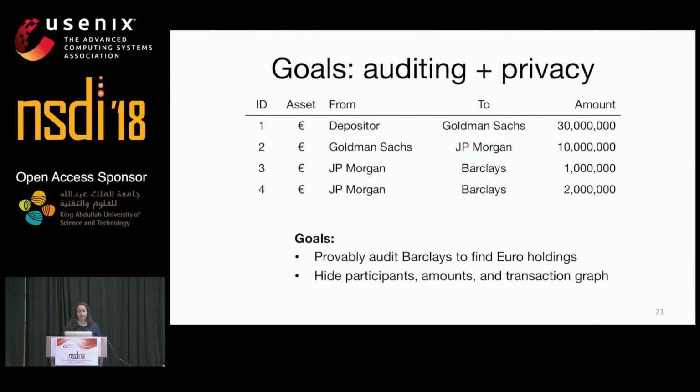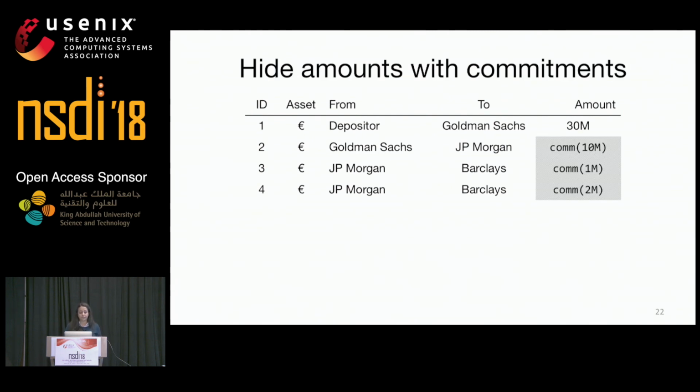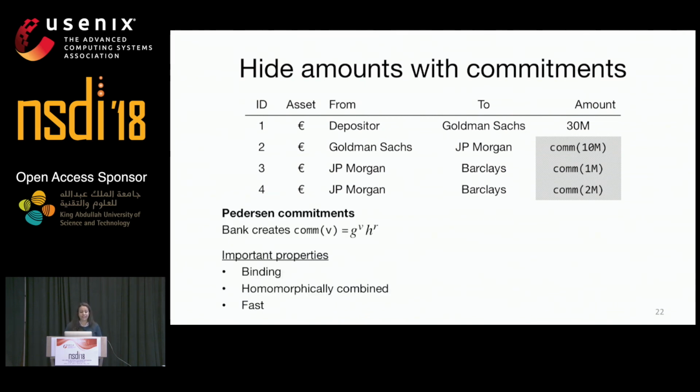So we can actually hide the values in a transaction pretty easily using a cryptographic primitive called Pedersen commitments. Pedersen commitments are binding and hiding commitments to a value, kind of like a hash. Everyone agrees ahead of time on a cyclic group with 2 generators, G and H, and then a bank chooses randomness R and creates a commitment to an amount V by producing G to the V times H to the R.